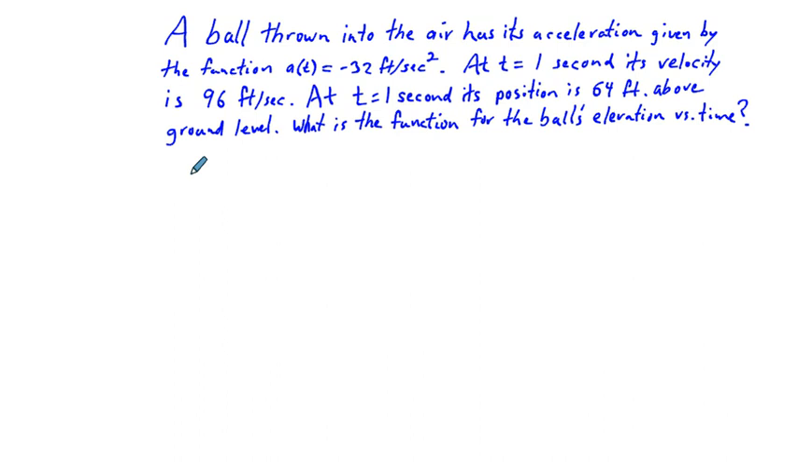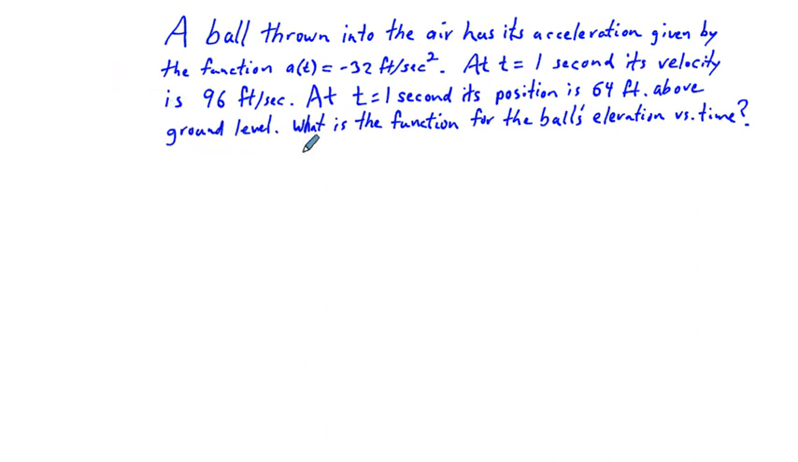AB calculus and acceleration, velocity, and position problem. A ball thrown in the air has an acceleration given by the function a of t equals negative 32 feet per second squared. At t equals 1 second, its velocity is 96 feet per second. At t equals 1 second, its position is 64 feet above ground level. What is the function for the ball's elevation versus time?